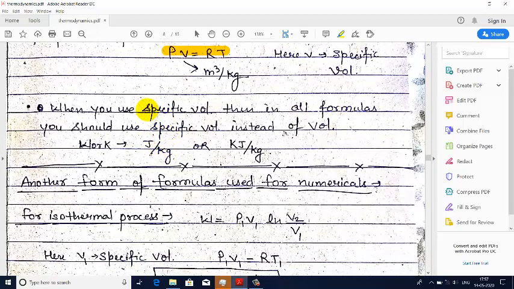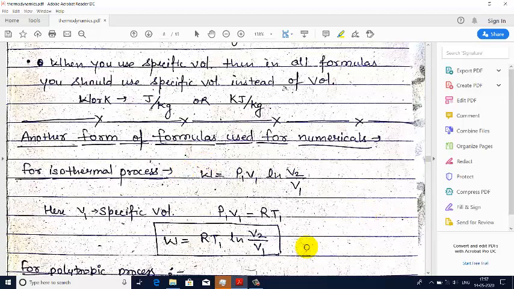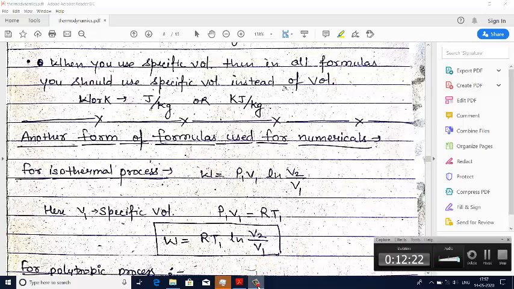And if you are using specific volume, the work will be obtained as joule per kg. Then in case of specific volume, the unit of work will not be joule, it will be joule per kg. Okay, so this was all about units.